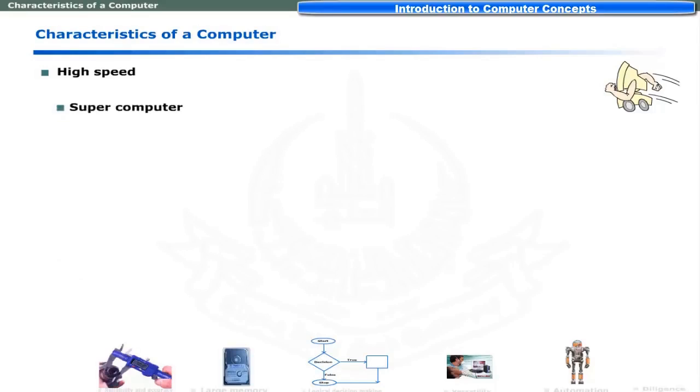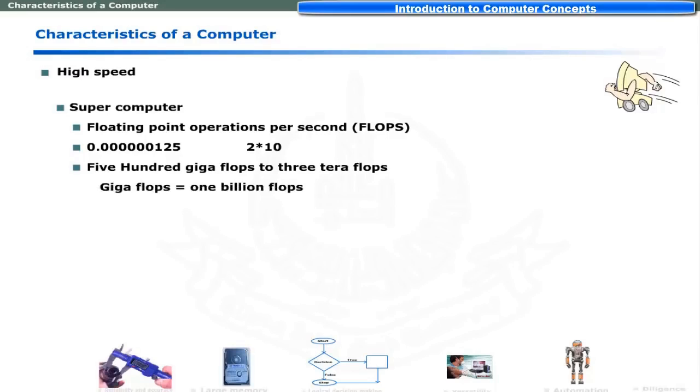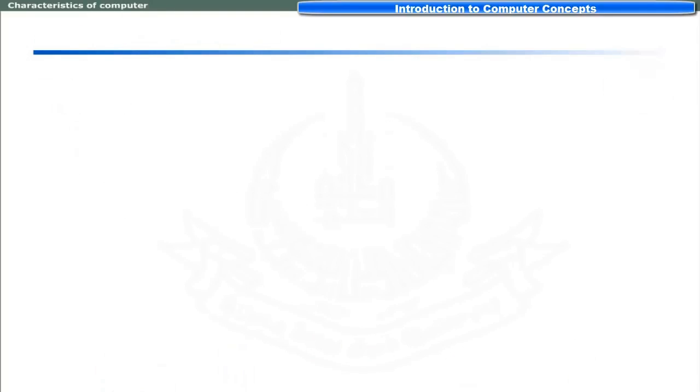The speed of supercomputer is measured in terms of floating point operations per second. Floating point numbers include very small or very large numbers. Supercomputers operate at a speed of 500 gigaflops to 3 teraflops. A gigaflop is 1 billion flops and a teraflop.